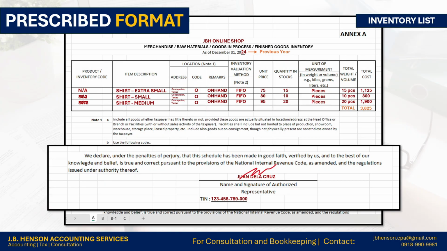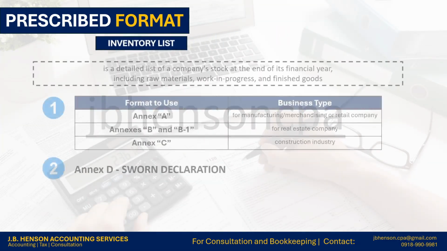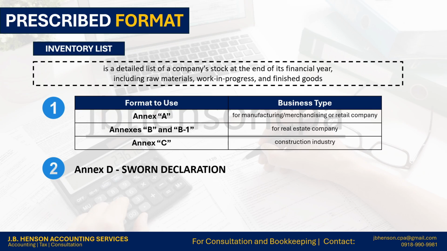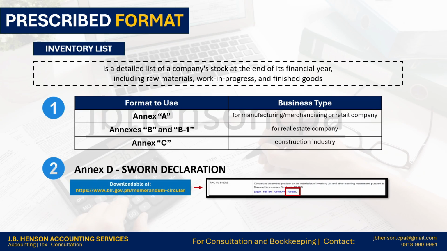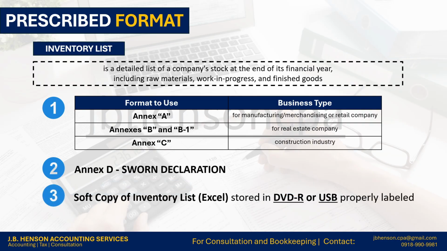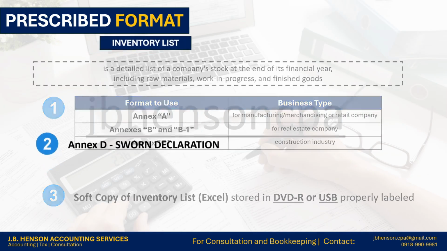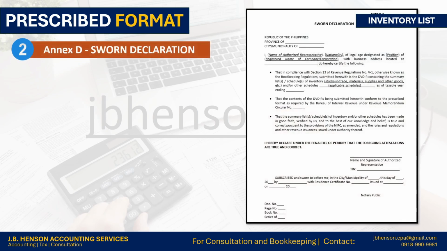Aside from the annex, we also need to submit Annex D or a sworn declaration that is also downloadable in the BIR website or provided on the description link below or those posted in our Facebook groups. Another one is a soft copy of the inventory list in Excel file stored in DVD-R or USB, which should be properly labeled. This is the downloaded file of Annex D, so editable din ito at kailangan lang natin i-edit yung mga necessary details dito.